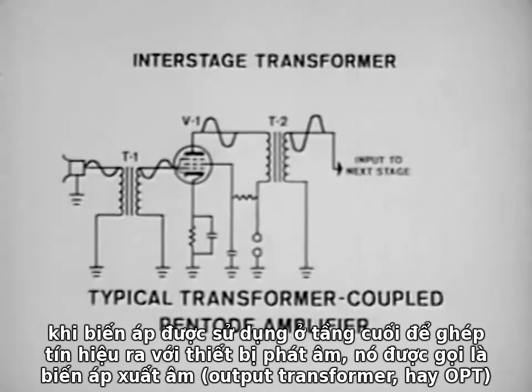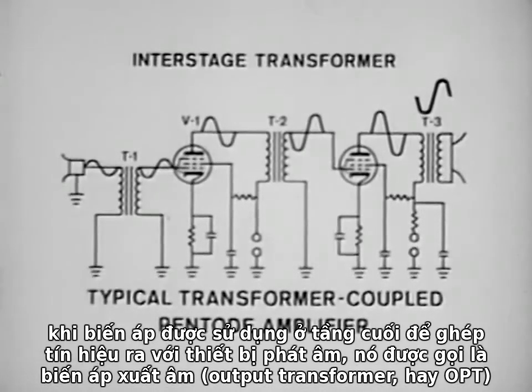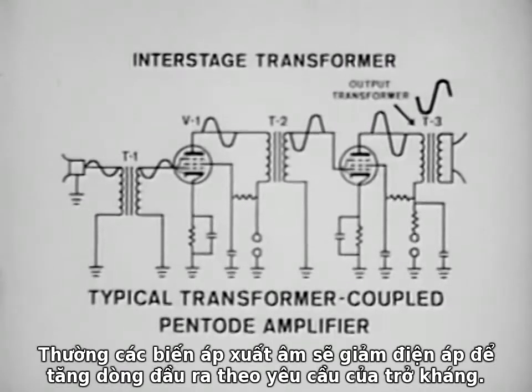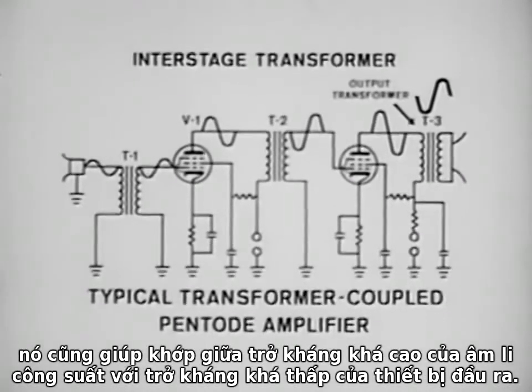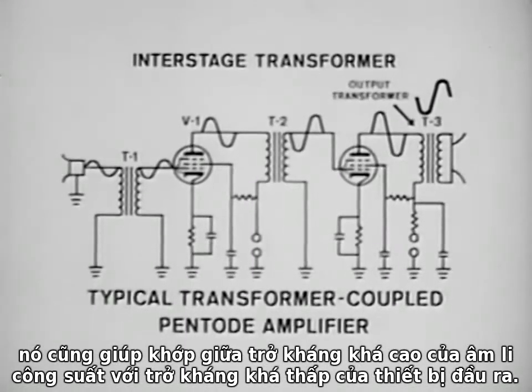When the transformer is used in the final stage to couple the output to the device which will reproduce the sound, it is called an output transformer. Usually an output transformer has a step-down ratio, because by reducing the output voltages, the current is increased to the larger values required by the load. It also serves to match the generally high impedance of the power amplifier to the commonly low impedance of the output device.